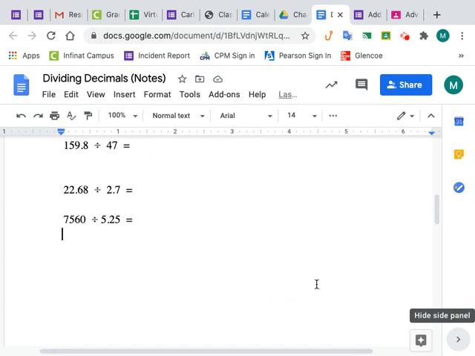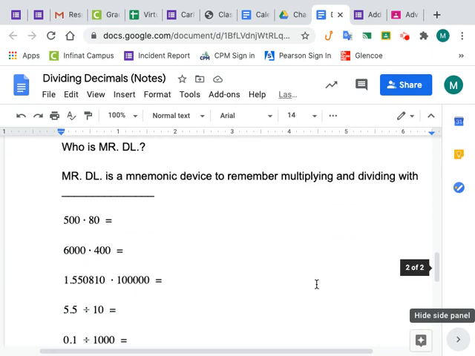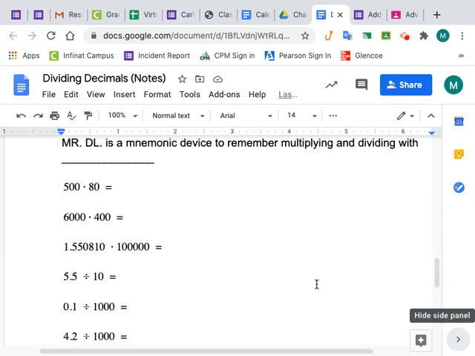So one other thing I want to talk about real quick that I'm going to put into your assignment is Mr. DL, which is a mnemonic device to remember multiplying and dividing with zeros. We're all pretty familiar with multiplying and dividing with zeros, but so when we multiply, we move the decimal point to the right, and when we divide, we move the decimal point to the left. So just a couple with zeros.